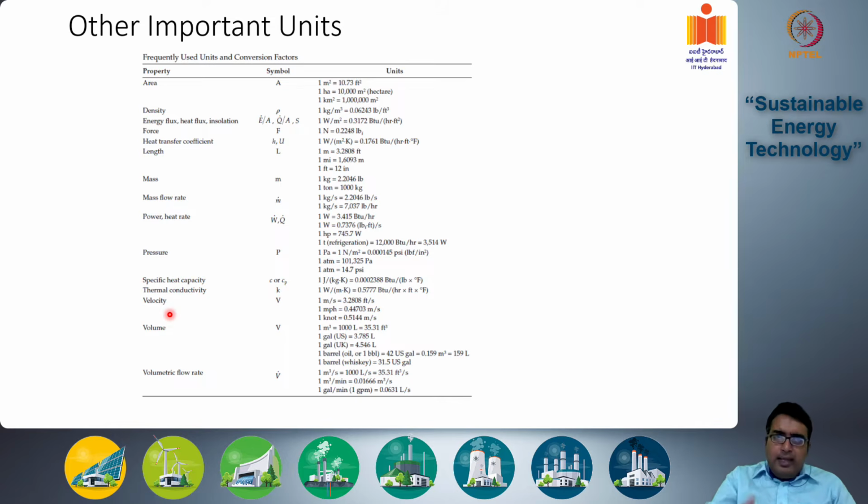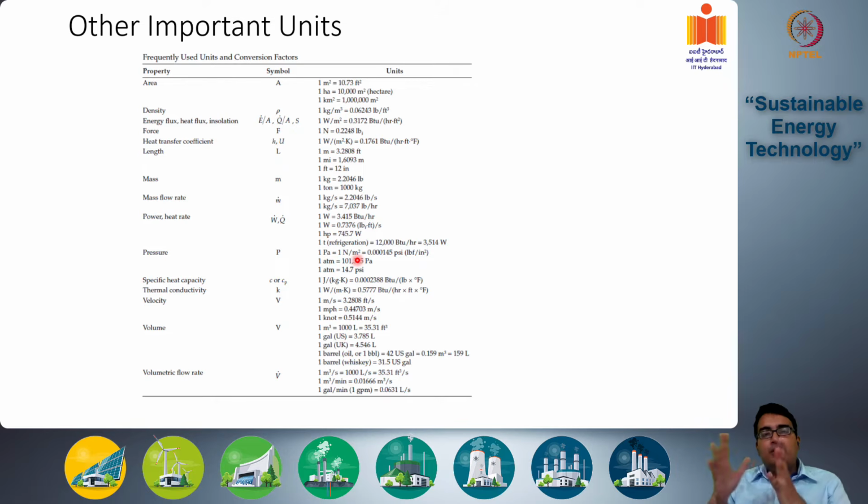Now, along with this, there are certain other units that you will also have to use when you are doing your problems or your calculations. Units of area, density, energy flux in watt per meter square, force in terms of newtons, heat transfer coefficient, length, mass, power or heat rate. Another interesting unit here is 1 horsepower, a very old unit of power especially for cars and automobiles, which is around 746 watts.